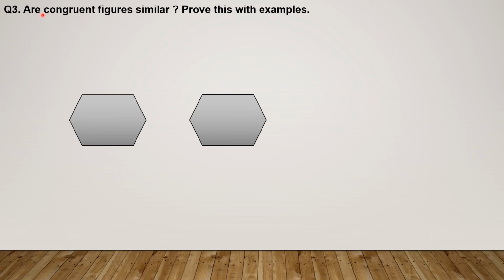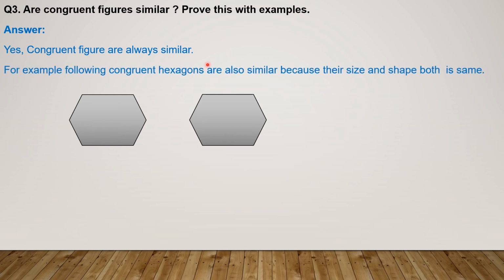Question number 3. Are congruent figures similar? Prove this with example. Yes, congruent figures are always similar. Why are they similar? Because in the definition we have read that congruent figures are those figures whose size is the same, whose shape is the same. And what is the condition of similarity? That only the shape should be the same. Hence, congruent figures are always similar because in congruency we have similarity and equality, both things. So are congruent figures similar? Yes, congruent figures are always similar.